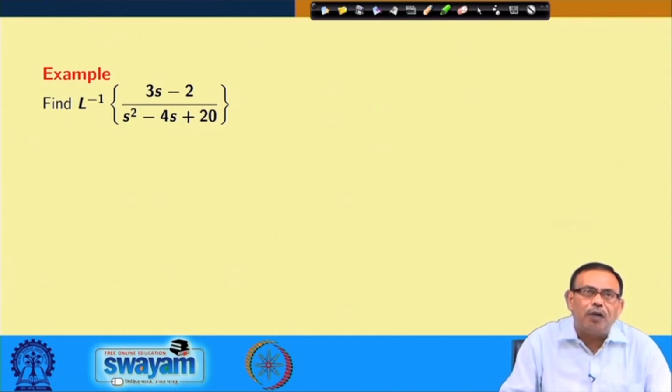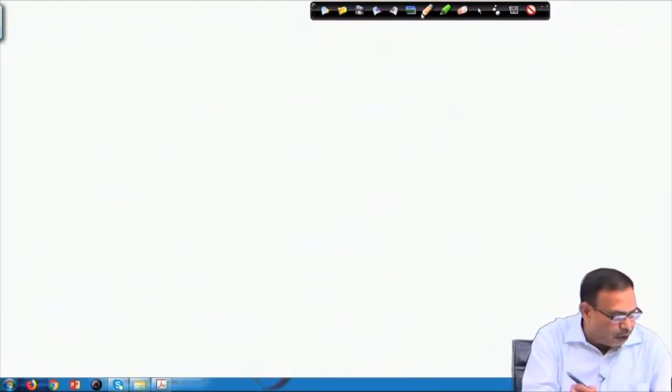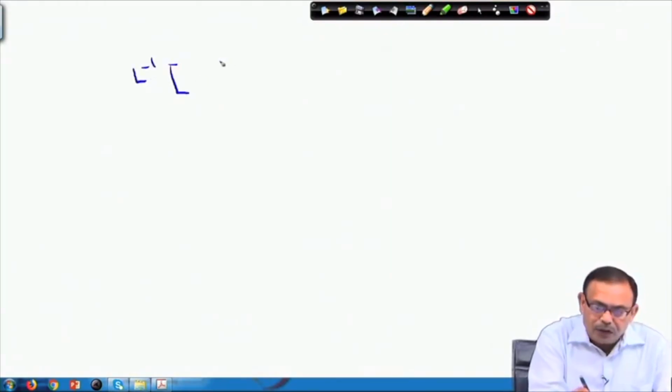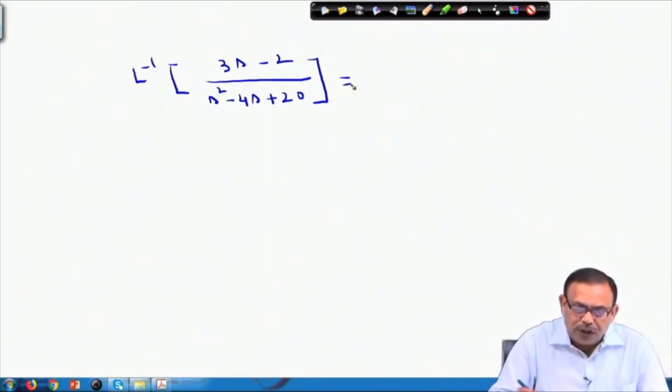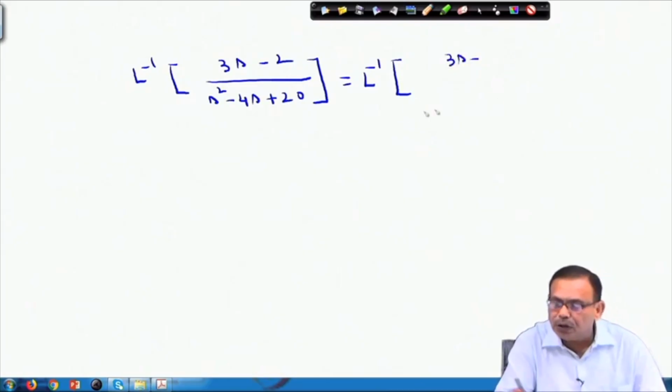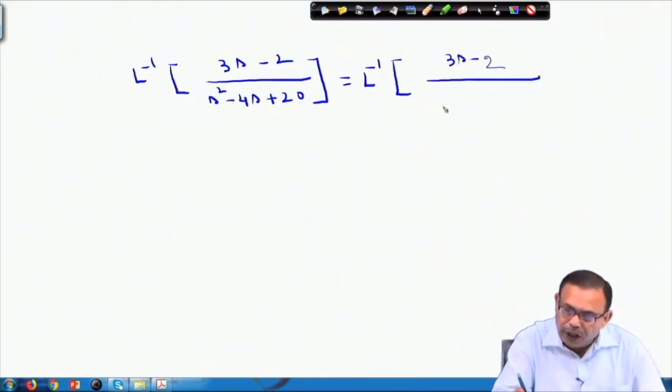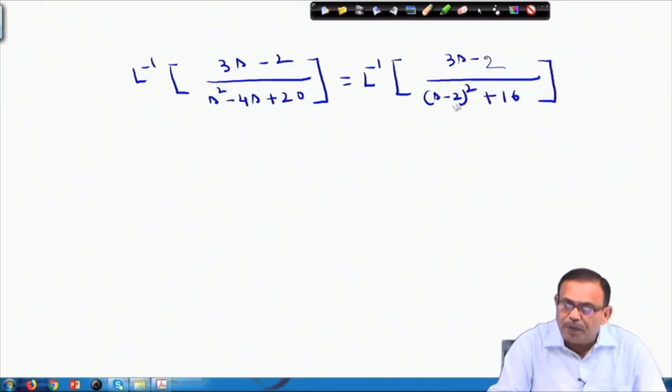Now, let us see one example. We want to find the Laplace inverse of the function 3s minus 2 divided by s square minus 4s plus 20. Basically, I have to break it into parts so that I can write it in some other way. So, Laplace inverse of this I can write as 3s minus 2 divided by s minus 2 whole square plus 16. Please note that I have the forms s by s square plus a square or a by s square plus a square, something like this.